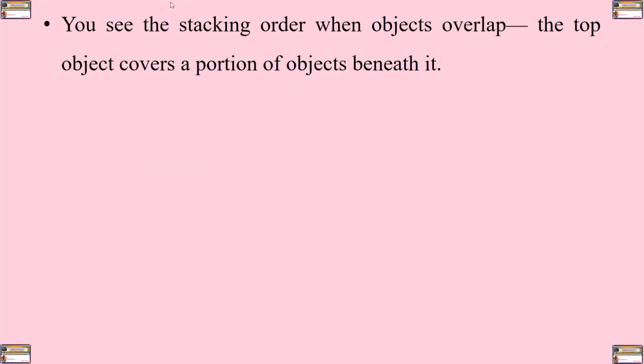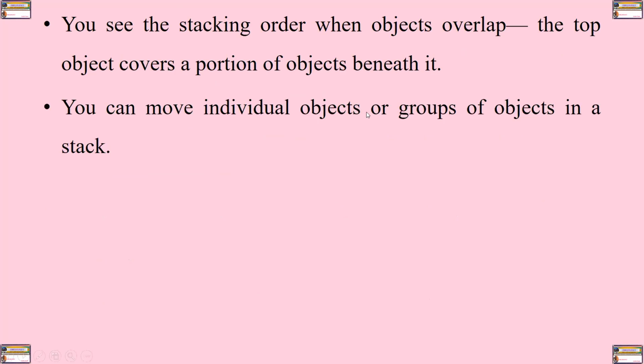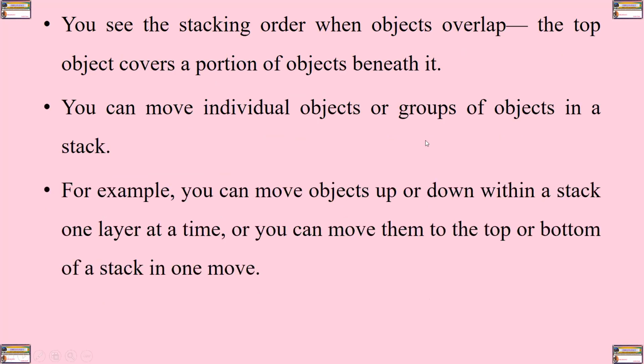You see the stacking order when objects overlap. The top object covers a portion of objects beneath it. You can move individual objects or groups of objects in a stack. For example, you can move objects up or down within a stack, one layer at a time, or you can move them to the top or bottom of a stack in one move.